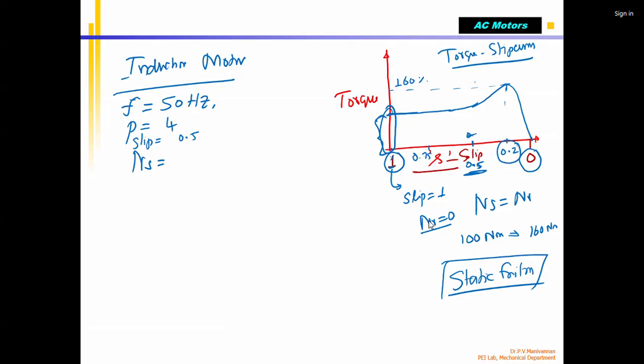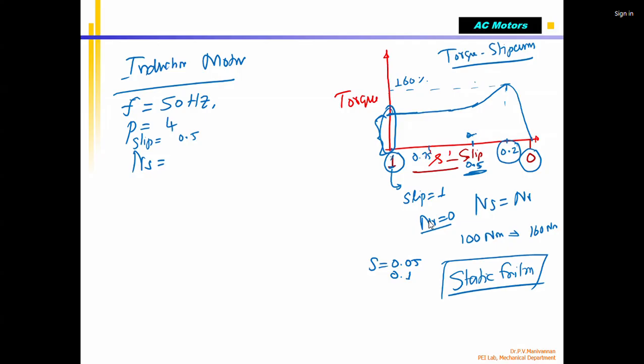Slip of 0 is very rare, because the rotor speed will not be the same as the stator rotating magnetic field. The rotor has mass, and there is friction: bearing friction, wind friction, all these things. That means the rotor will be lagging behind the rotating magnetic field. NR will always be lesser than NS, so automatically there will be some slip, maybe 0.1 or 0.05, even at no load condition.